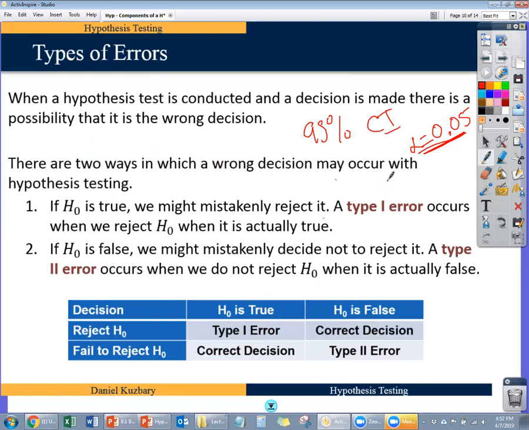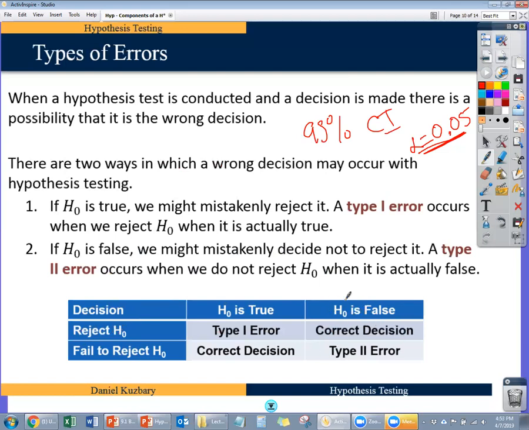There are two ways in which a wrong decision may occur, and I think this flow chart represents that well. First off, if H naught is true and you reject it, then you've committed what's called a type 1 error. If H naught is true and you don't reject it, then you made the correct decision. That's a good call. If H naught is not true and you reject it, then you've also made the correct decision.